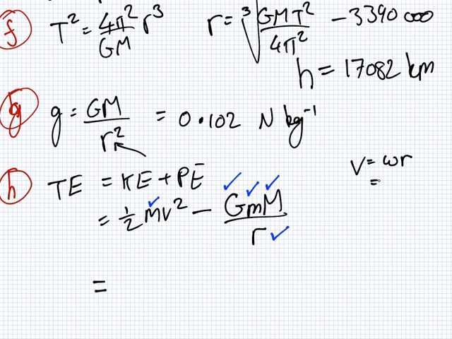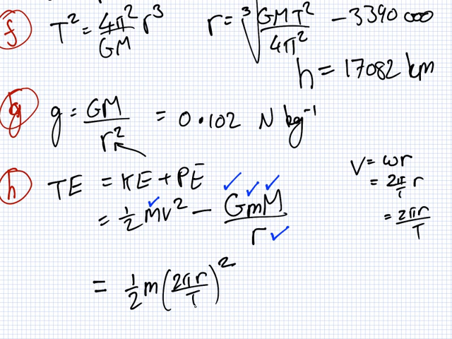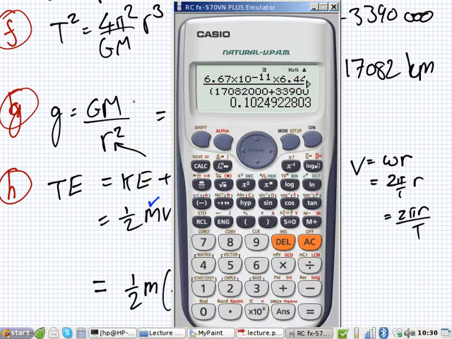No, that was a different v, I think. That was the v for the moon. v equals 2 pi over T, or 2 pi r over T. That's the v. So I can change this into a half m (2 pi r over T) squared, and remember T is 1 day here, minus GMm over r. So we'll put in all the numbers and see what we get, carefully.